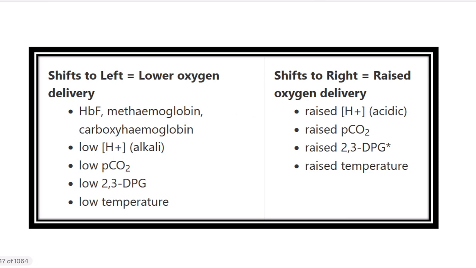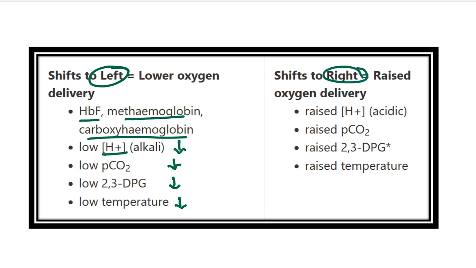And here is the oxygen hemoglobin dissociation curve. When shifted to the left, all are reduced. Here we can see hydrogen ion reduced, partial pressure of carbon dioxide reduced, 2,3 DPG reduced, and temperature also reduced. Fetal hemoglobin, methemoglobin, and carboxyhemoglobin are also responsible for shifting the oxygen hemoglobin dissociation curve to the left. And when shifted to the right, all are increased: hydrogen ion concentration increased, partial pressure of carbon dioxide increased, 2,3 DPG increased, temperature increased. So when right, 2,3 DPG increases, and when left, all of these decrease.